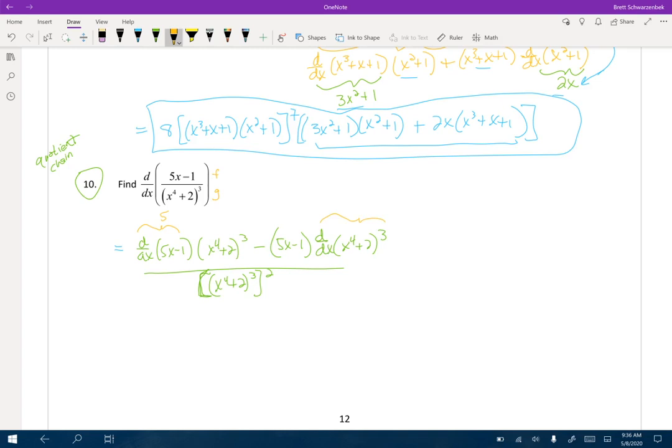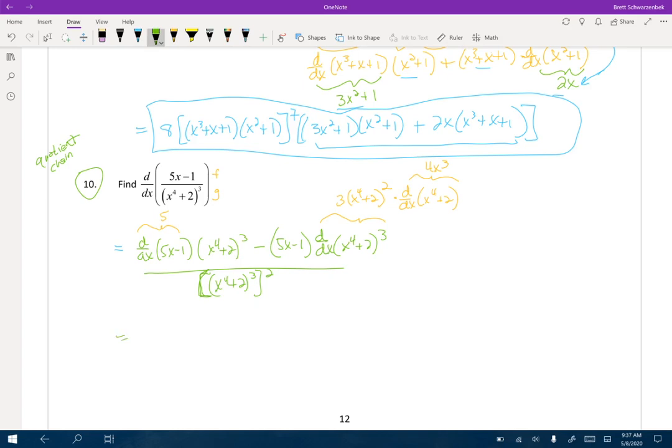The outer function is the power 3. That goes to the front. The inner function comes along for the ride, with 2 as the exponent. We multiply by the derivative of the inner function, which is the derivative of x to the fourth plus 2. We still don't have the ending to the problem because we need to find this derivative, which is 4x cubed.